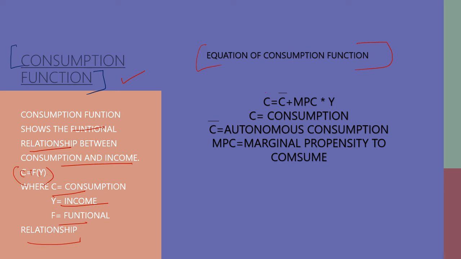Okay, C equal to C bar plus MPC into y. The formula is C equal to C bar plus by. Here b is the MPC, marginal propensity to consume. What is marginal propensity to consume? You know that. I'll explain it in a later slide. C bar is the autonomous consumption.